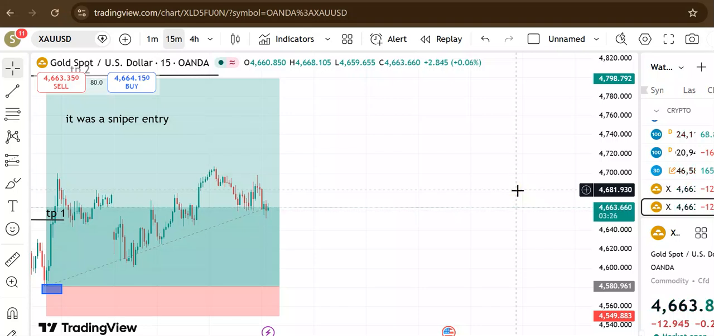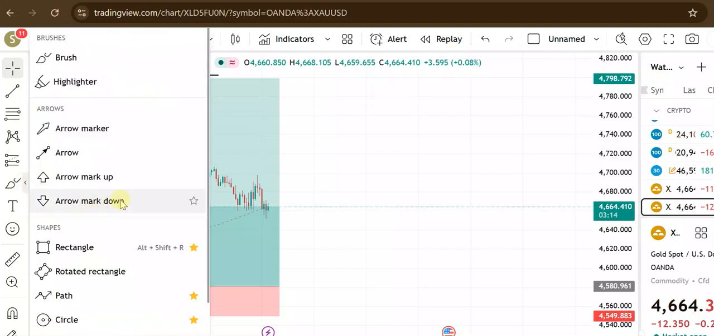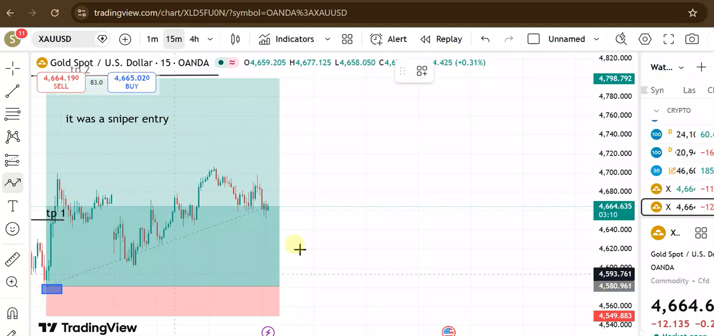I missed you too. Anyway, beginner traders, here is some information for you, a bit of market analysis. I'm going to use the path. So in forex, there are three types of trends.